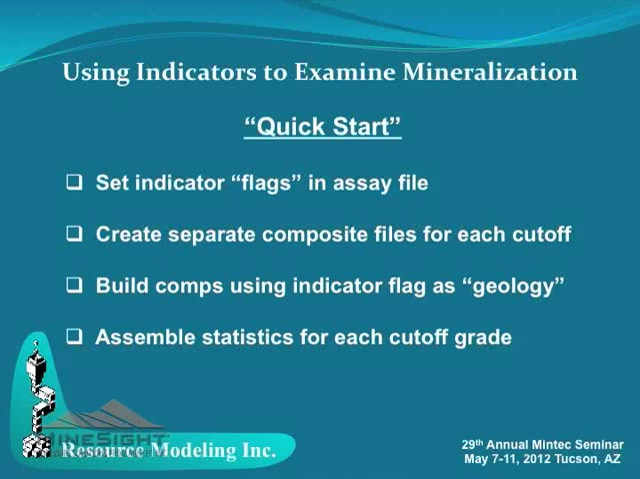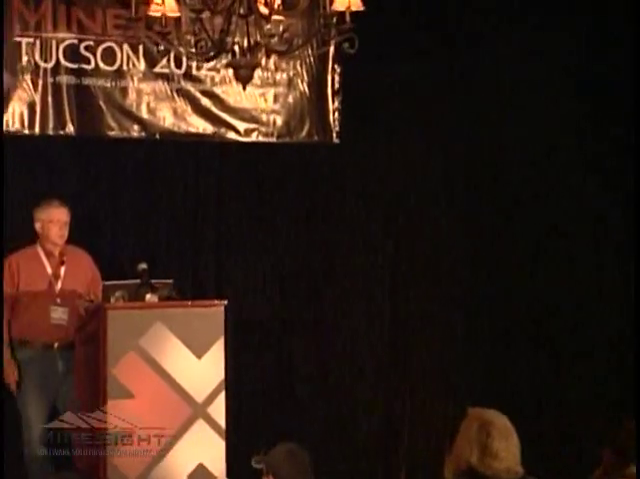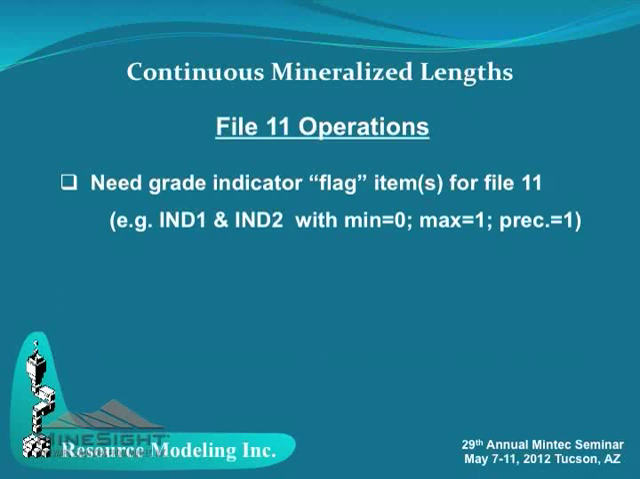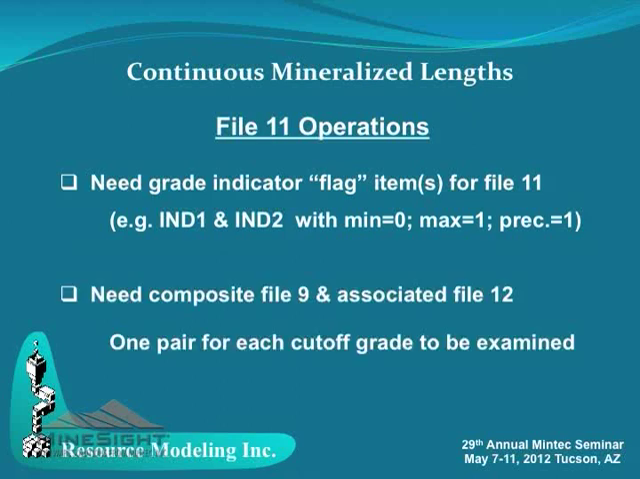After I've got each one of these composite files constructed, each one represents a different cutoff grade, there are a variety of ways then to assemble the statistics, and we'll look at that. So, as I mentioned, we need this grade indicator flag item. You set it up with a min of 0 and a max of 1 with a precision of 1. We need a composite file and its associated file 12.